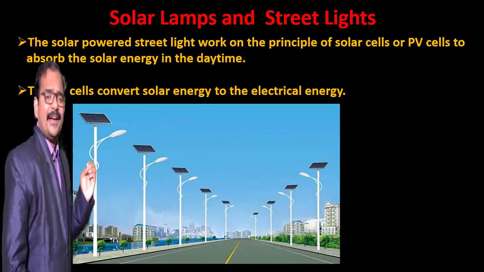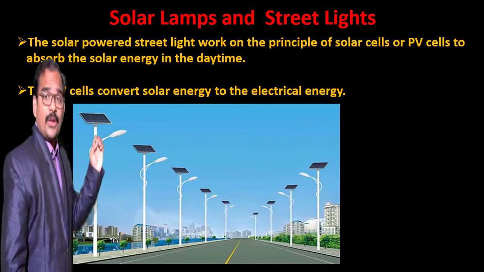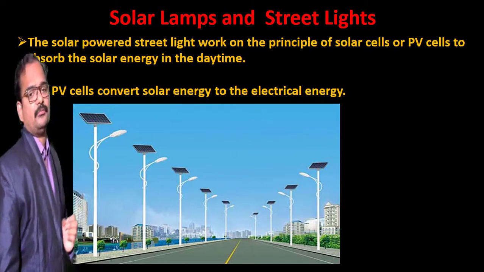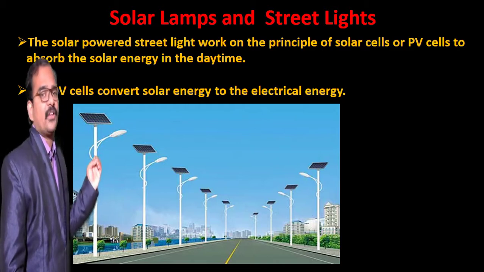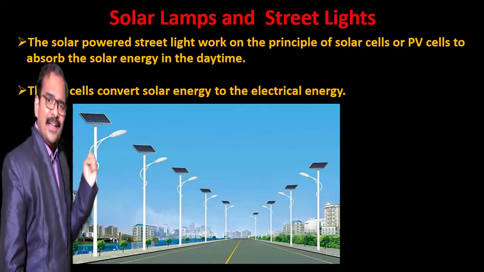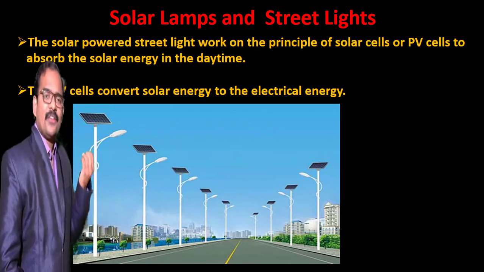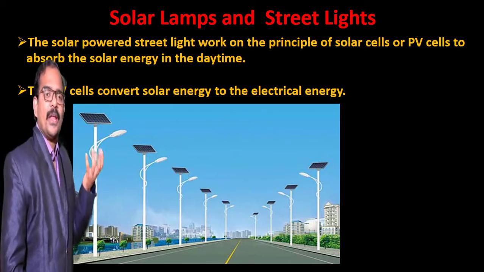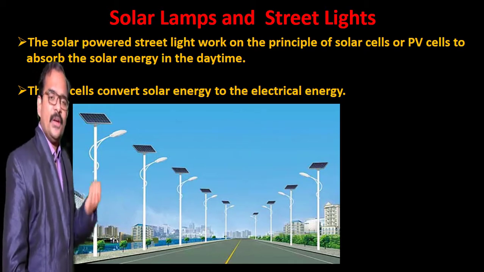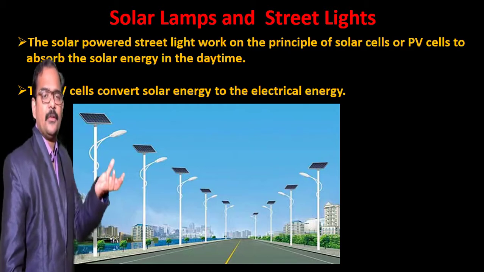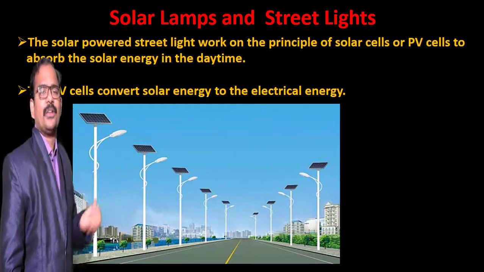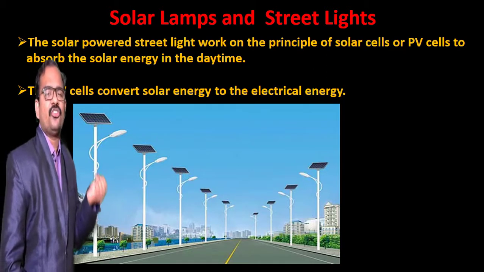So coming to the second application of this lecture, solar lamps and street lights. Solar powered street lights work on the principle of solar cells or PV cells to absorb the solar energy in the daytime. So these solar street lights will absorb the solar energy in the daylight and harness the energy from the sunlight and then store it in a battery, and then during the evenings when there is no sunlight and when we require the light to be on, this stored energy will be supplied to the LED lighting system, so that the lights will glow and provide the required illumination to the roads.